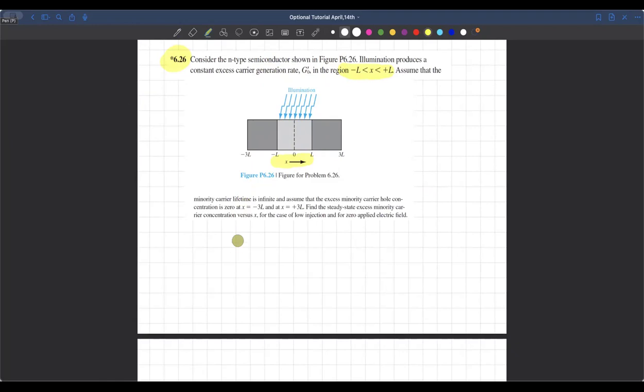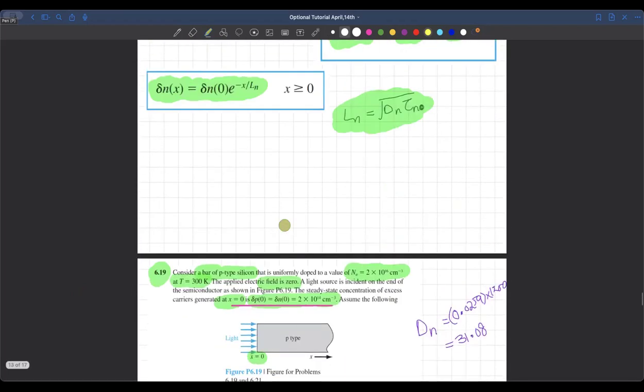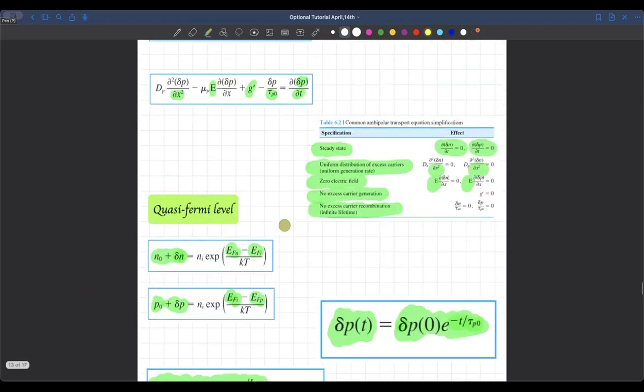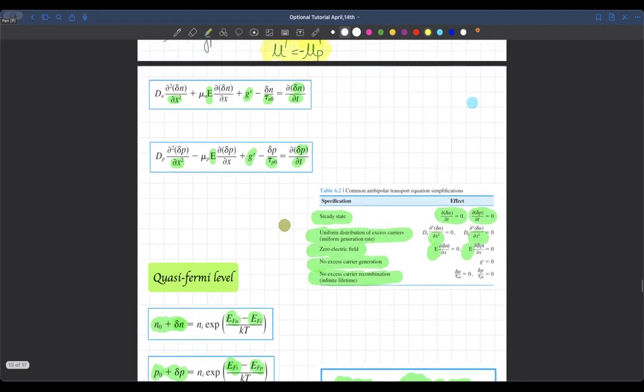Assume that the minority carrier lifetime is infinite. Okay, the minority carrier lifetime is infinite. That means the term with the recombination will blow to zero, if you remember the ambipolar transport equation. And I think I can bring that equation here in case we need it, and I believe we need that.